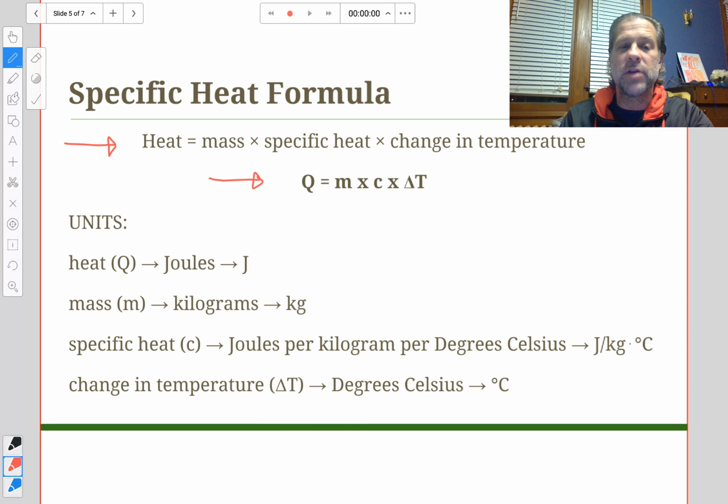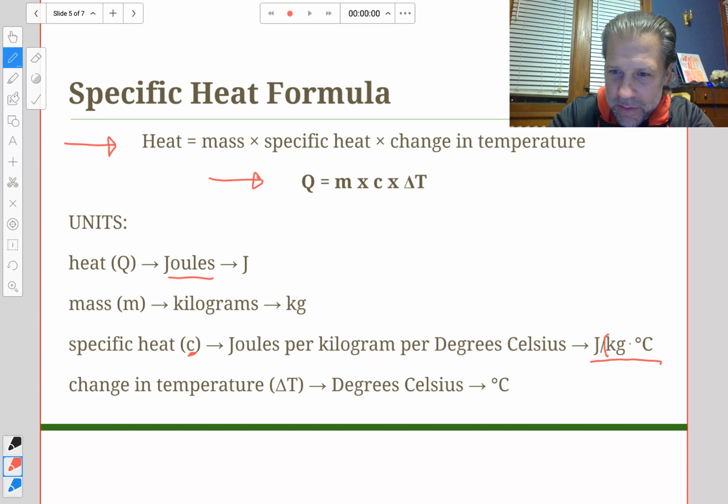Q, for some reason, I have no idea, it just is the variable that we use for heat. So anytime you see the letter capital Q, that means we're talking about heat. And capital Q, or heat, is always in joules. M is mass, and those have to be in kilograms. Specific heat is lowercase c, and that is joules per kilogram per degree Celsius, which is written over here as the label joules over kilogram times degree Celsius. You might want to put parentheses around this to remember that all of that is on the bottom of the fraction.